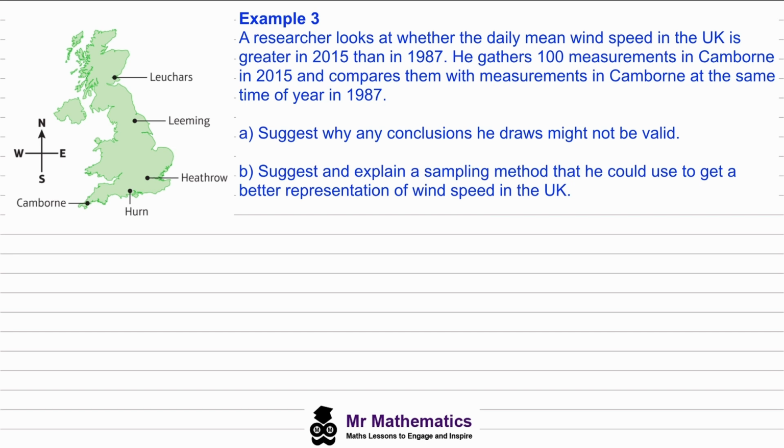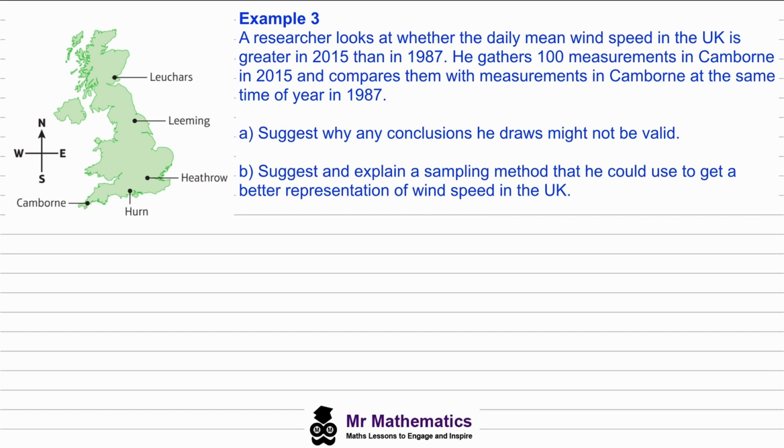For part A, suggest why any conclusions he draws might not be valid. And then for part B, suggest and explain a sampling method that he could use to get a better representation of wind speed in the UK. So in this question, think about the two different time periods and how that might affect the data collected. You can pause the video, and when you come back, we'll discuss each of the points.